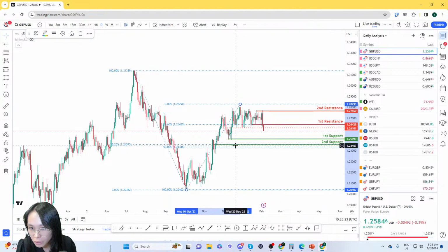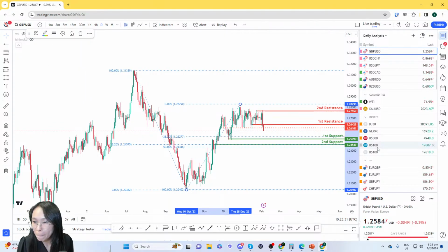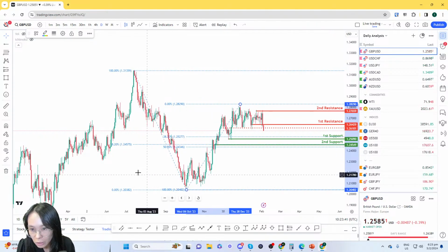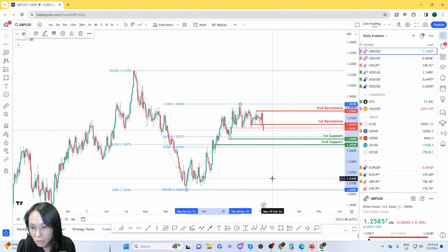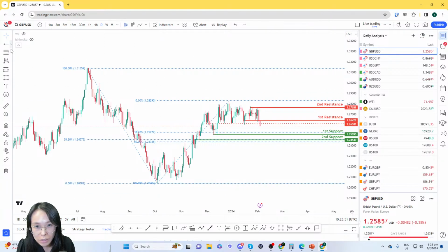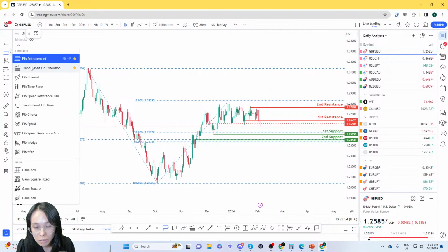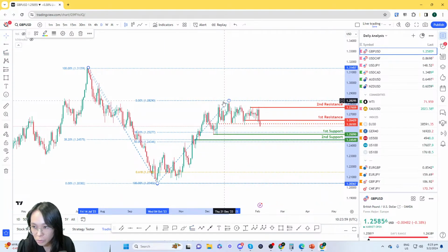Sorry, I chose the wrong one. 38.2 and 50%. So 38.2 aligns with our first support, 50% aligns with our second support, and also for the retracement from this swing high to swing low, we have a 38.2. So our second support is actually a strong Fibonacci confluence area. Since price is coming down, this will be too far.